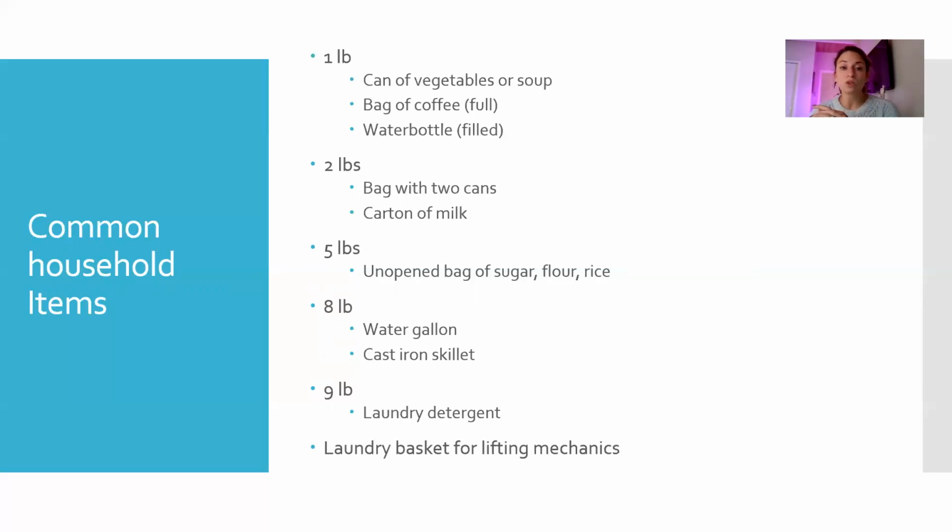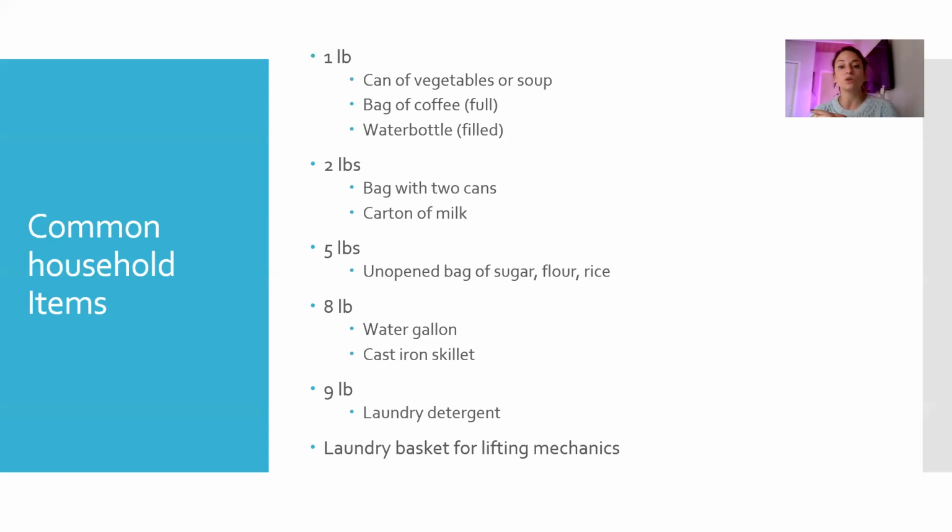So 2 pounds, you can just take 2 of those cans and put them in a bag. You can use a carton of milk. 5 pounds is usually a bag of sugar, flour, rice, something like that. Just make sure it's not open so it's not spilling all over their house, obviously. 8 pounds, you can use a gallon of water, a gallon of milk. Cast iron skillet is actually around 8 pounds. And then laundry detergent is actually around 9 pounds.